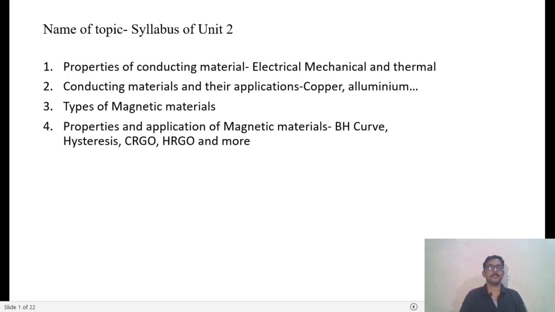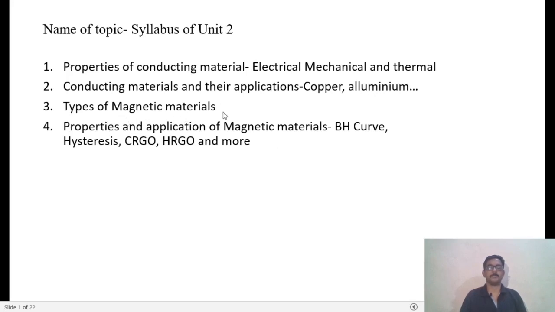In this lecture we are going to discuss some contents of unit number 2. The properties of the conducting material: electrical, mechanical and thermal. Conducting materials and their application. There are different conducting materials: copper, aluminum and others, that we will discuss later.